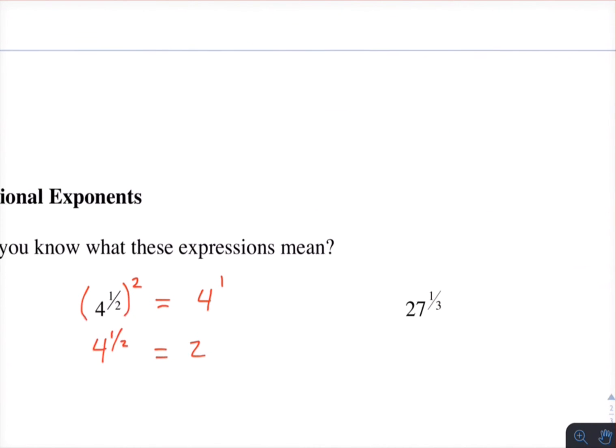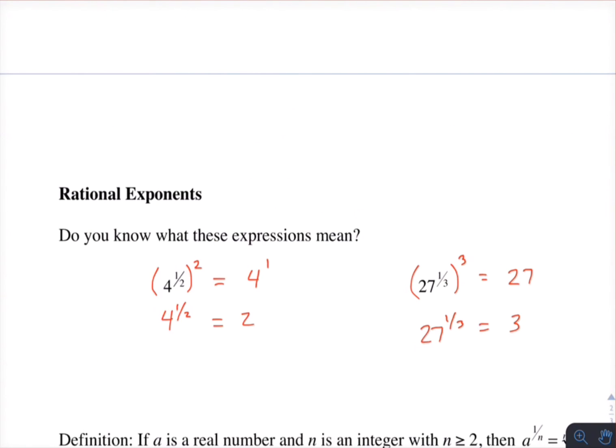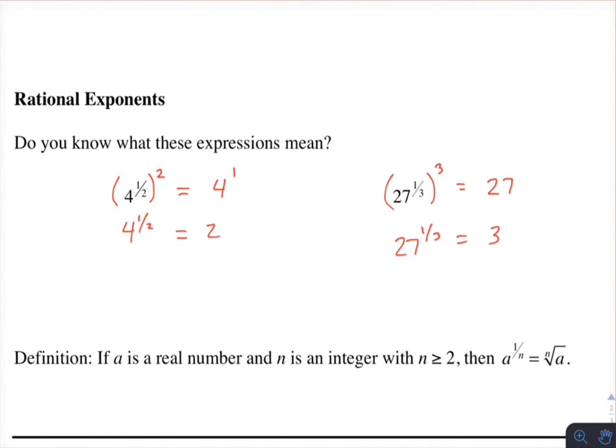Let's see if that holds for the 27. If I cube this, that just gives me 27. Now if I uncube it, we know that's going to give us 3. So it looks like 27 to the 1/3 is 3, also known as the cube root. And it turns out that whenever you have a real number raised to 1 over an integer, it's simply that root. So, for example, a to the 1/7 would be the 7th root of a.